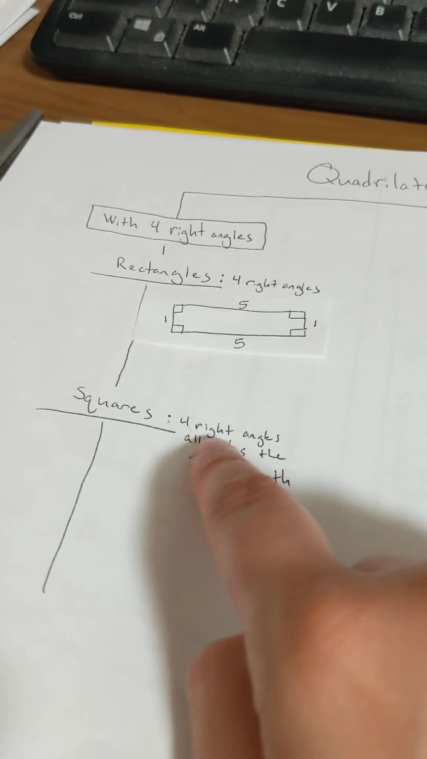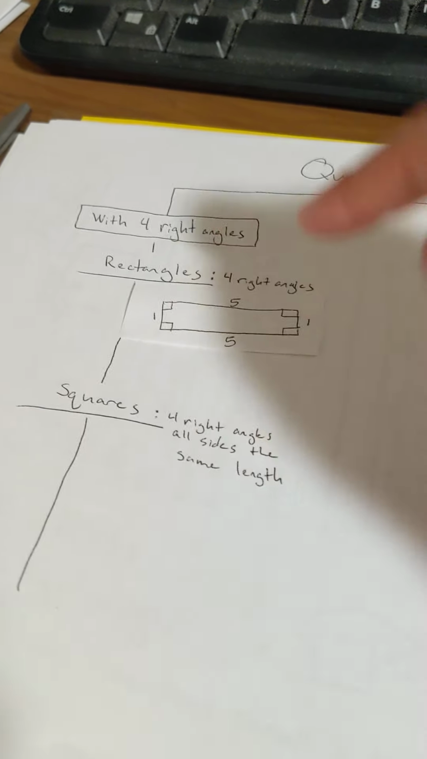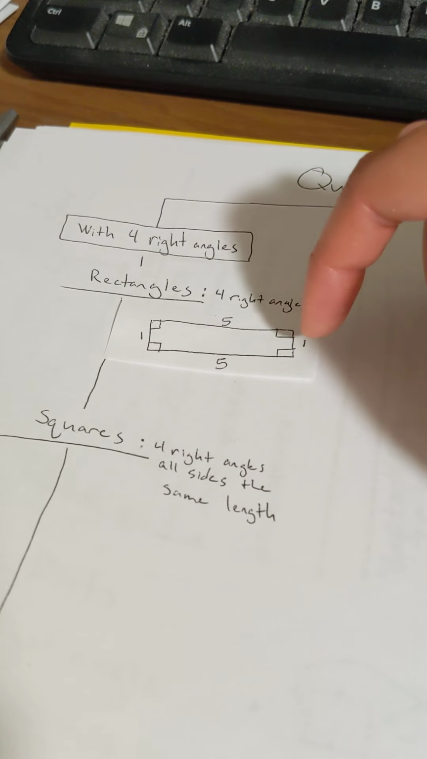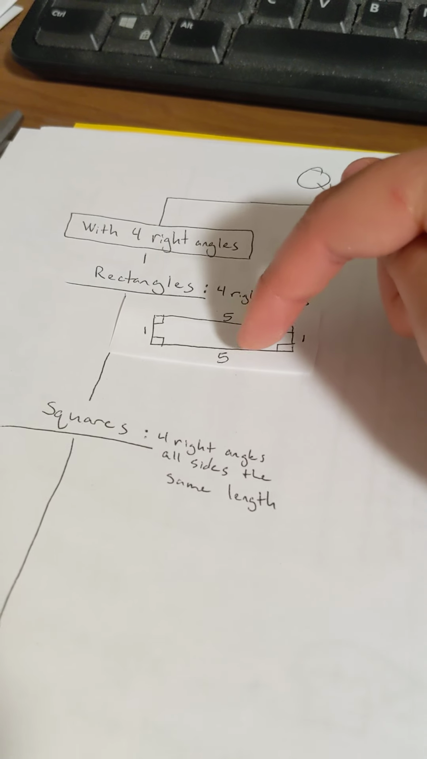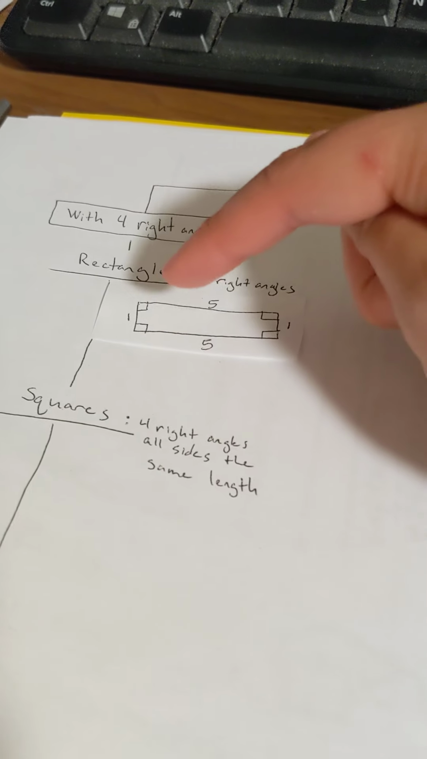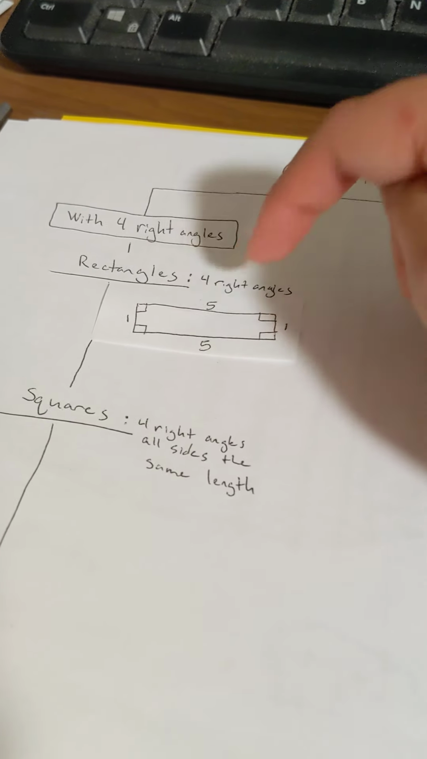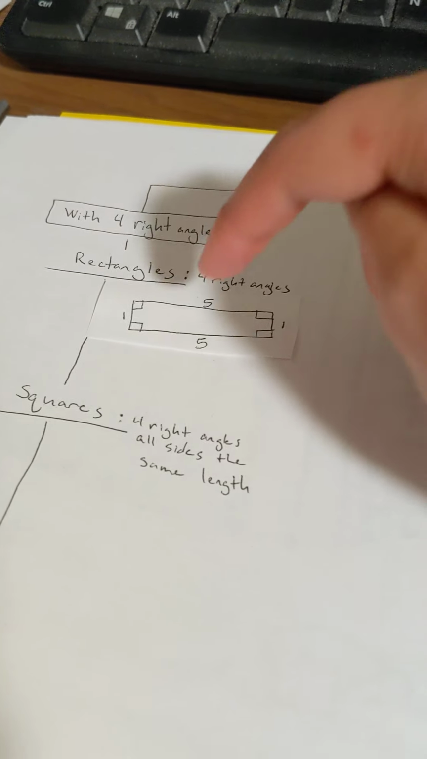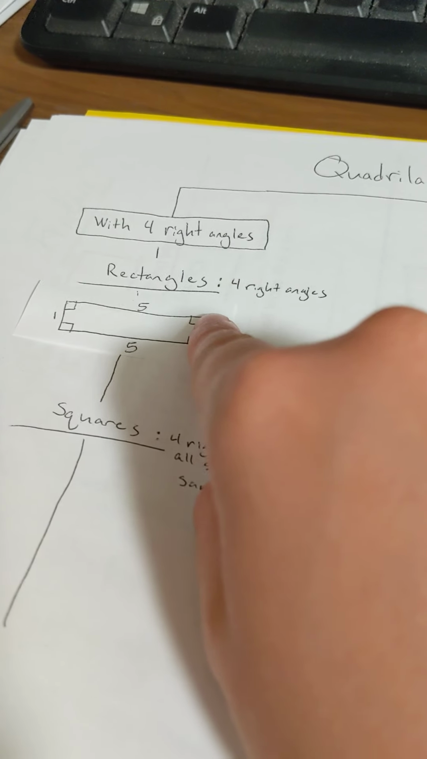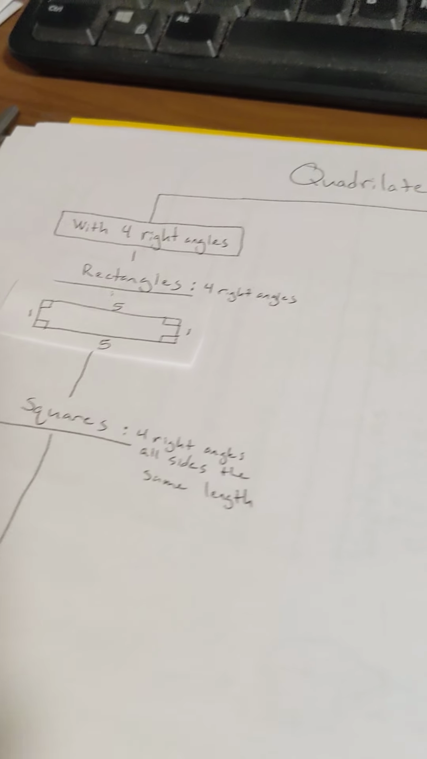A square has 4 right angles and all sides are the same length. So let's look. Does it qualify as a square too? Are all sides the same length? We have 5 on top and 5 on bottom. Those are the same length. But our sides are how long? Yeah, they're only 1, so they're not the same length. If we had 5, 5, 5, and 5, then they would all be the same length. But they're not. So they're just a rectangle, not a square. So I'm going to leave that under rectangles.